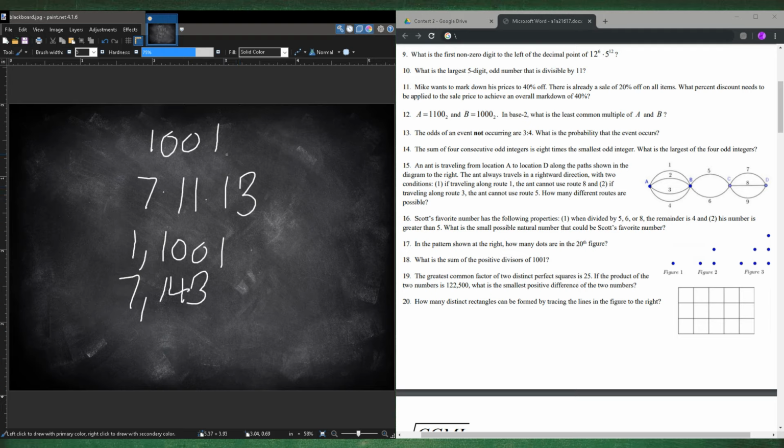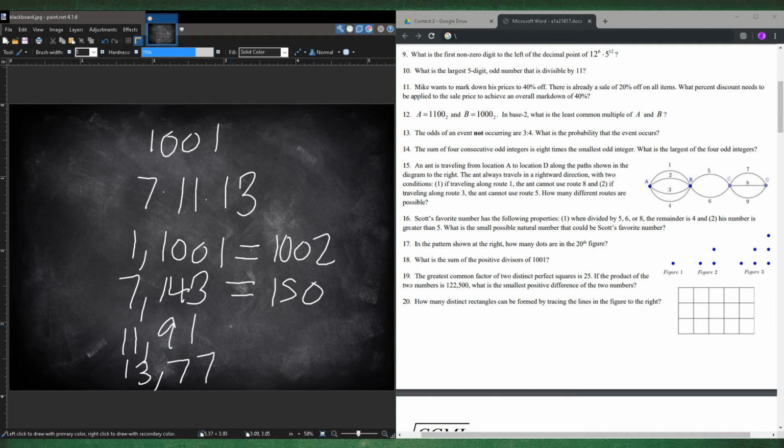So 7 times 143 is 1001. So we're just putting this in pairs. If we put 11, it's going to be 7 times 13, which is just 91. If you put 13, it's just going to be 7 times 11, which is just 77. And then I think that's it. Yeah, that's basically it. So add them together, we got 1002.